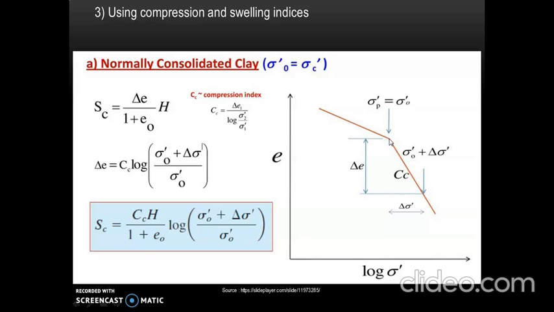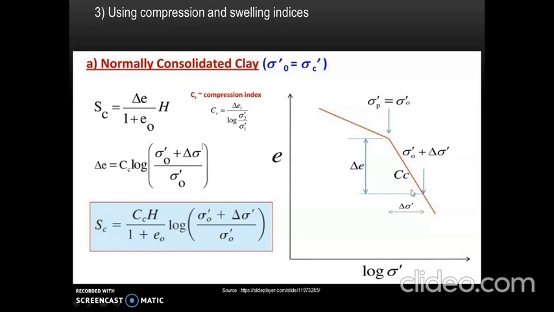Here there are 2 points being considered, and change in the voids ratio, that is delta e, is equal to e1 minus e2. And the corresponding stresses are sigma naught dash and sigma naught dash plus delta sigma dash. Delta sigma dash is the change in the effective stress. So initial stress is sigma naught dash and final stress is sigma naught dash plus delta sigma dash.